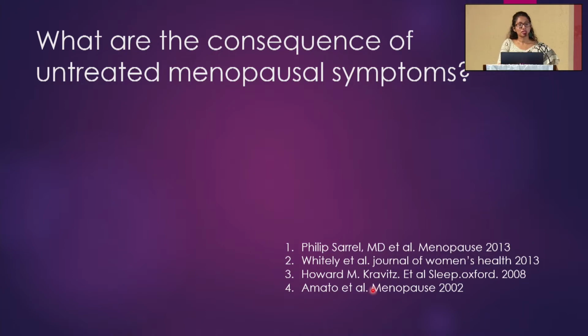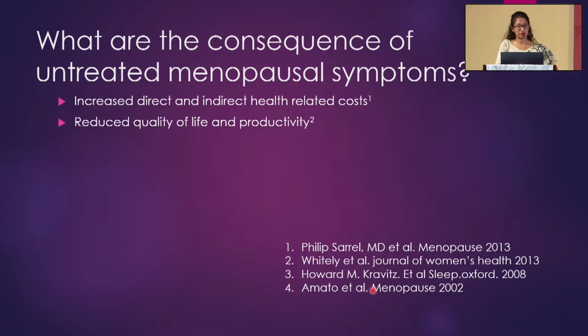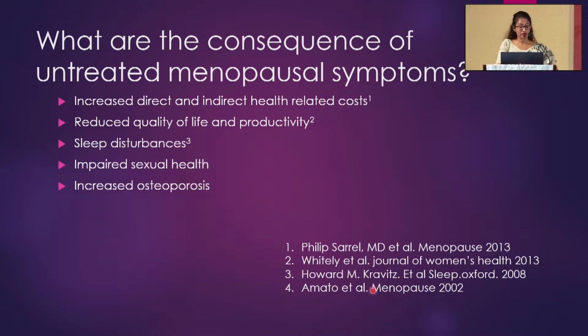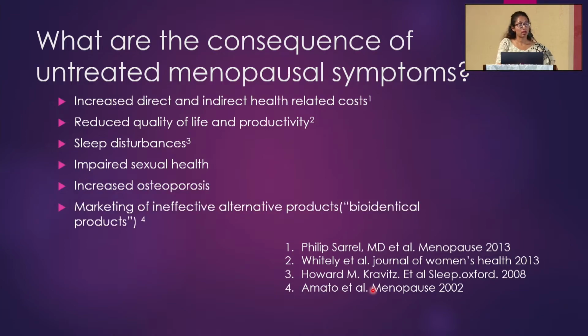So what are the consequences of untreated menopausal symptoms? So that is related to increased direct and indirect health-related costs, and it reduces quality of life and productivity, causing economic burden and causes sleep disturbance, impaired sexual health, increased osteoporosis, and it leads to marketing of ineffective products like black cohosh, licorice, ginseng, which is quite expensive and marketed as bioidentical products, which are not effective.